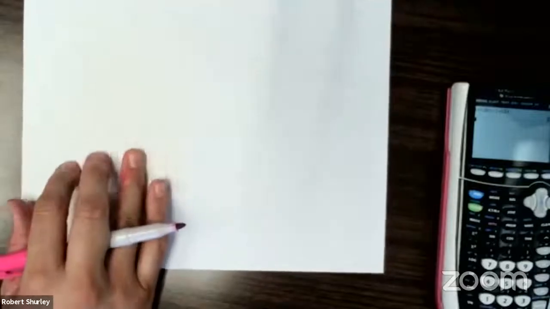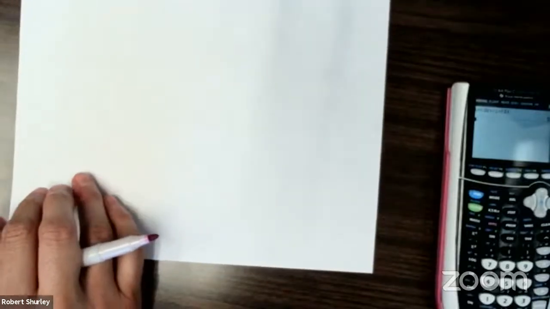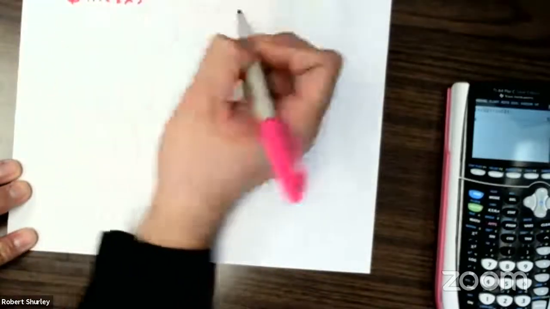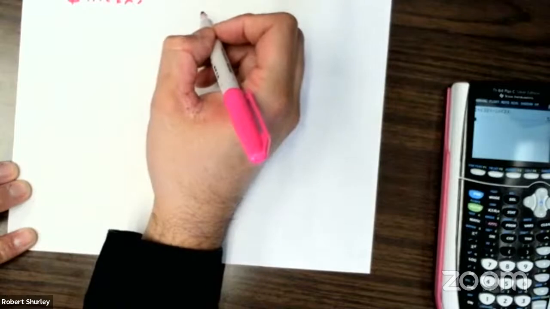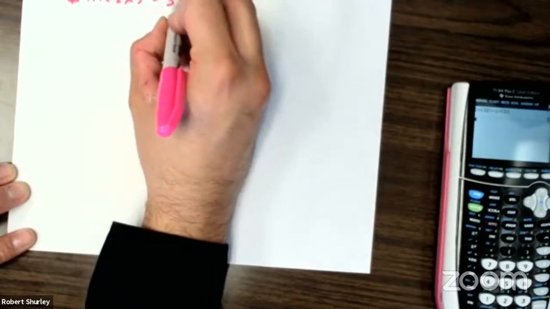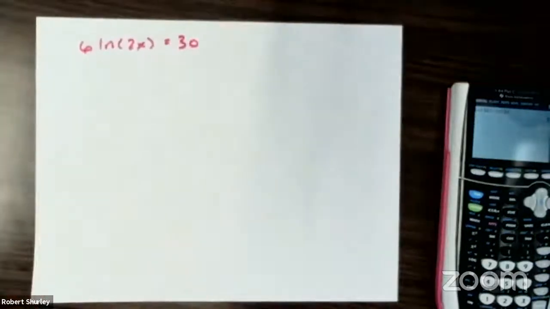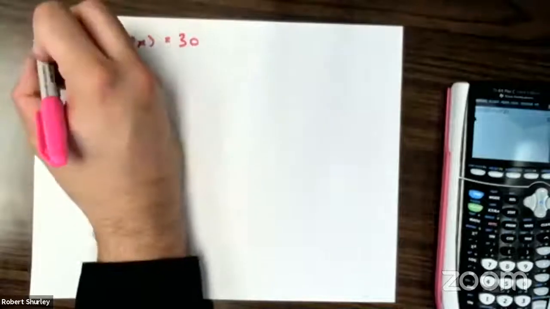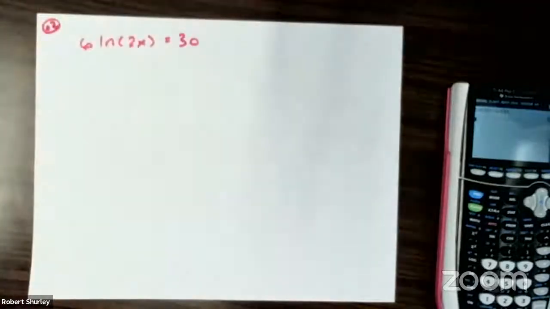Okay, what if we have separate logarithms? So, actually, no, before we get there, let's look at a few different ones. Let's say like 62 here. 62 says 6 ln of 2x equals 30. Okay, 6 ln of 2x equals 30. This is number 62 on page 490.